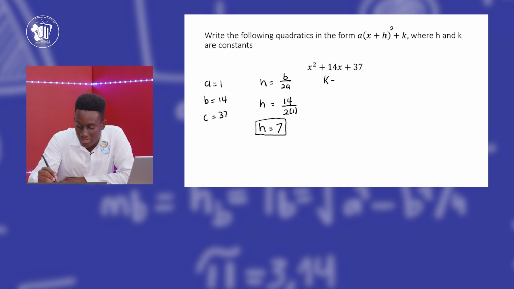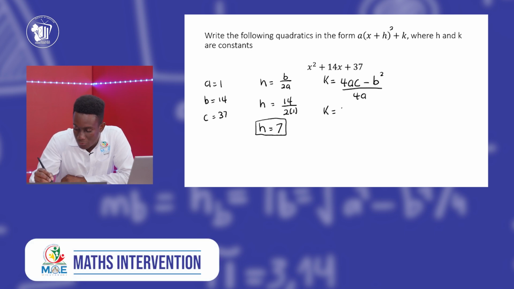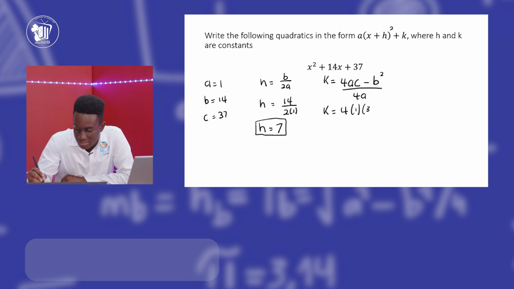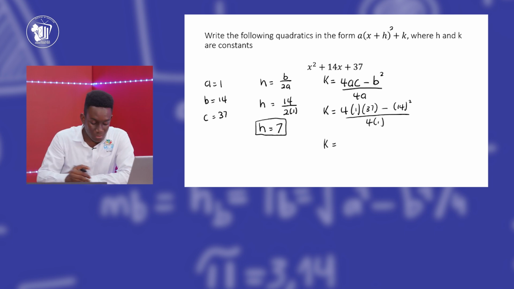So now we can find our value for k. The formula for k is 4ac minus b squared, all divided by 4a. Hence k would be equal to 4 times a, where a is 1, times c, which is 37, minus b squared, which is 14 squared, all divided by 4 times 1. So 4 times 1 is 4, and 4 times 37 would give us a value of 148. So 148 minus 14 squared, which is 196.